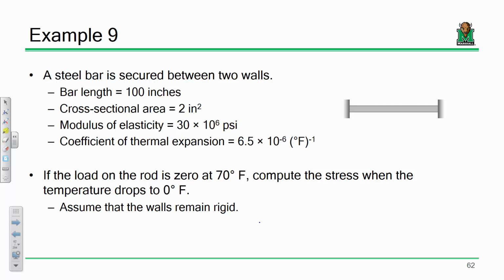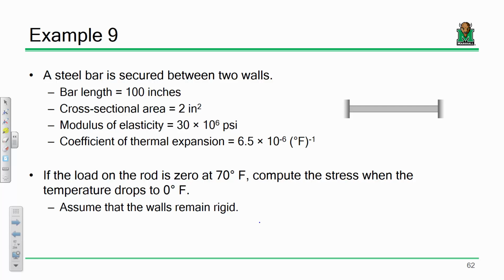So between these two walls at room temperature, okay? What happens when the temperature drops to 0? What's the stress in the bar? So first off, probably one of the most important points is that the bar is rigid, okay? So let's have a little bit of a physics discussion about this.